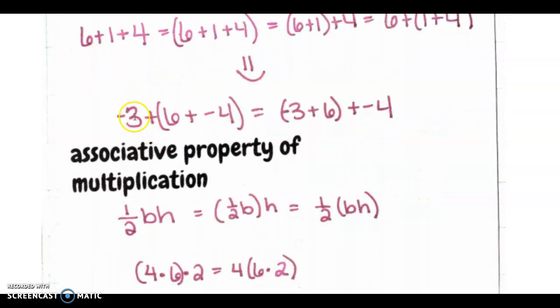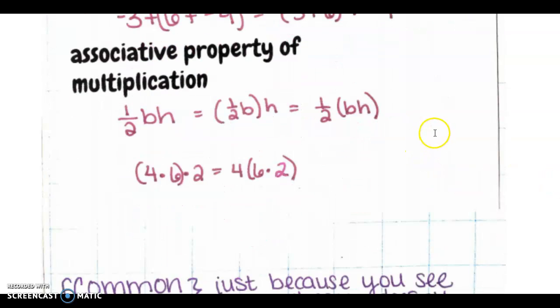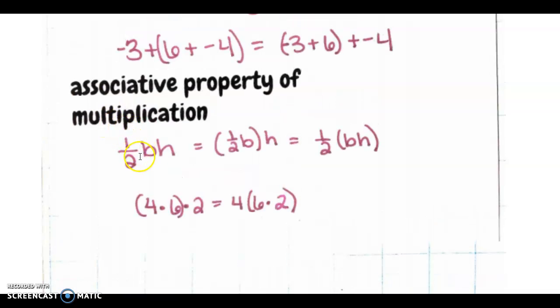And then here's just some examples with a negative. Get your mind wrapped around that too. For the associative property of multiplication, you can do the same exact thing. So if you have no parentheses, you can add parentheses in. If there's parentheses, you can take parentheses out. You can associate two factors, 1/2 times b together. You can associate bh together as long as you keep the same order.